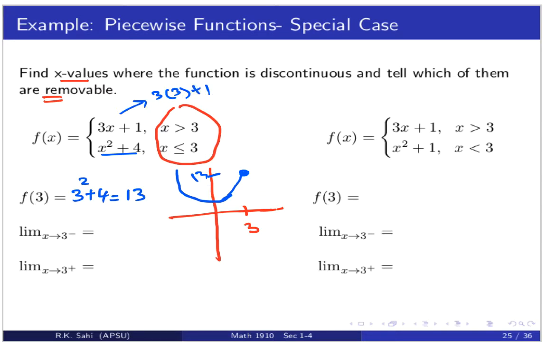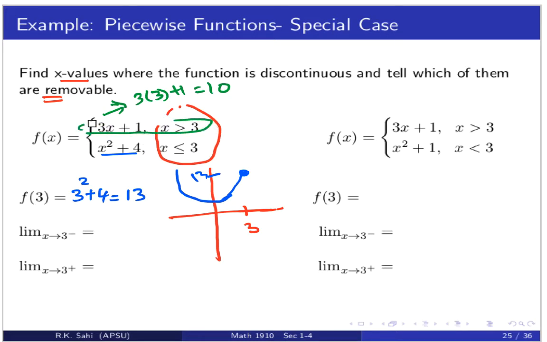So I'm going to use green, to make sure of what values I'm looking at. Now to find the value of the function 3x plus 1 when x is strictly greater than 3, we put in 3. So f of 3 when x is strictly greater than 3: 3 times 3 plus 1, which is going to give us 10. Now remember, this is f of 3 for this scenario. Okay?